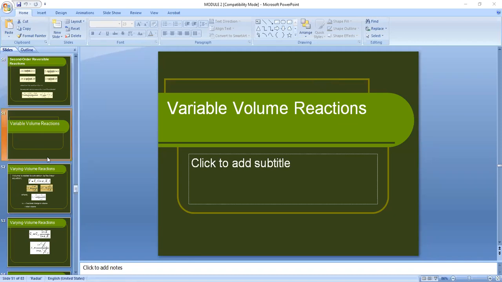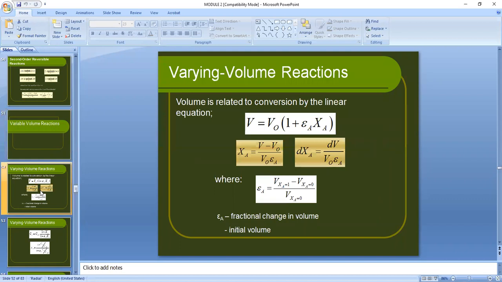Okay. So for this afternoon, we'll continue still with kinetics. The first part we have covered together with sample problems on constant volume batch reactor data. Now we go to variable volume reactions. Since it's already variable volume, we need an equation that will relate how the volume changes in terms of conversion. That linear relationship between the volume and the conversion of a particular reaction is given by this equation, V equal to V sub O times the quantity 1 plus epsilon A XA.